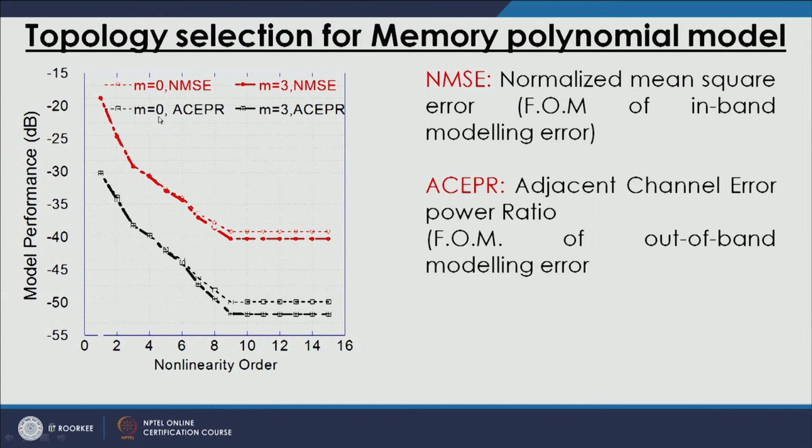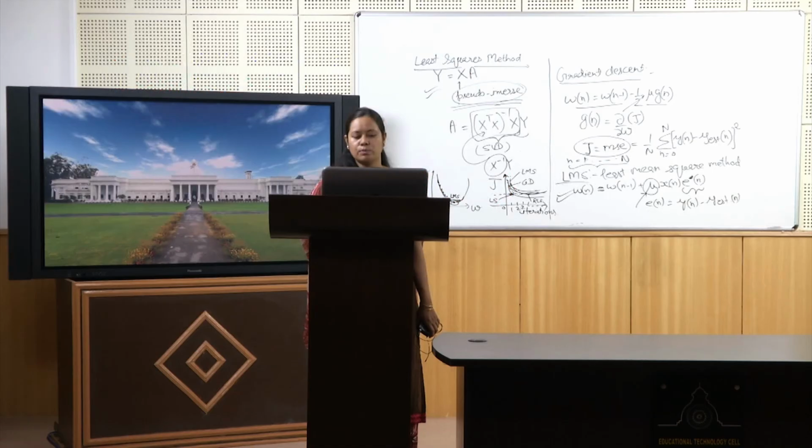So, we keep changing m from 0 to 1 to 3, and similarly from 0 to any value of nonlinearity order. When it starts to saturate or become even worse, then we will stop at that point, because if we keep increasing, we will get the same performance, but our complexity is increasing, right, because we are increasing the number of multiplications and additions. So, it is better to stop at this point. This way we can choose our topology, and then with the chosen topology and algorithm we can apply our model.